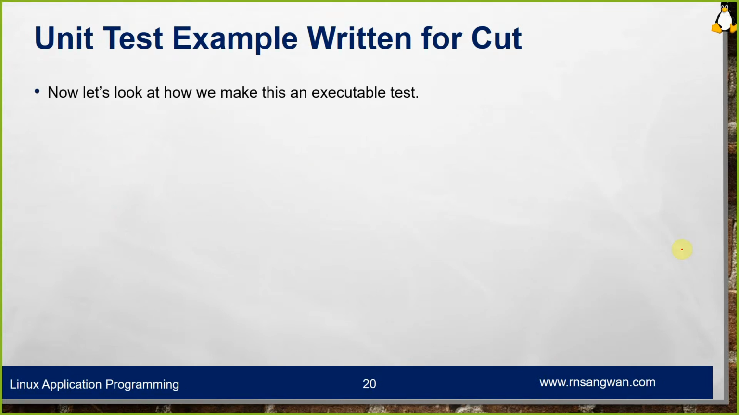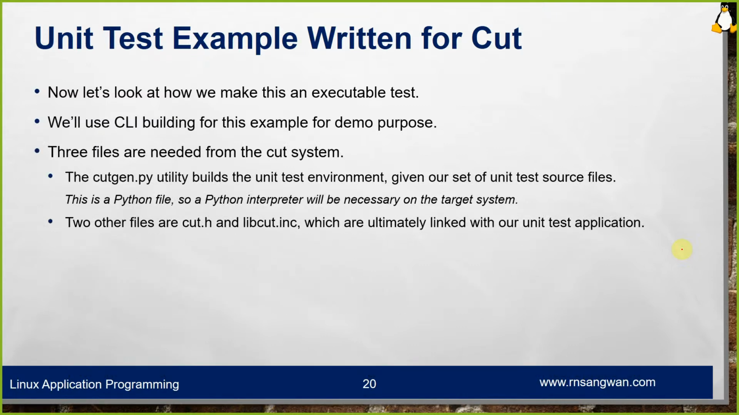Now let's look at how we make this an executable test. We'll use our CLI, building this example for demo purposes. 3 files are needed from the CUT system. First is cutgen.py, which is in your source code directory, that builds the unit test environment given our set of unit test source files. This is actually a Python utility, so a Python interpreter will be necessary on the target system where you run this. The 2 other files are cut.h, which you will include in your program, and libcut.inc, which is ultimately linked to our unit test application.